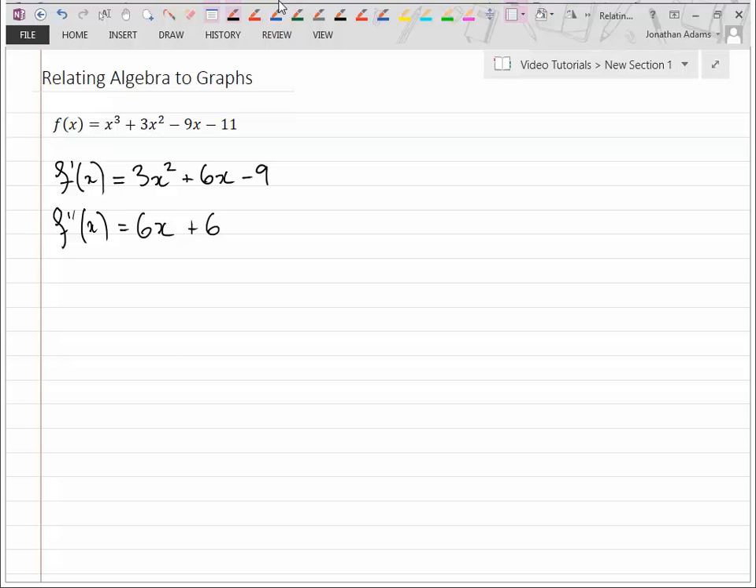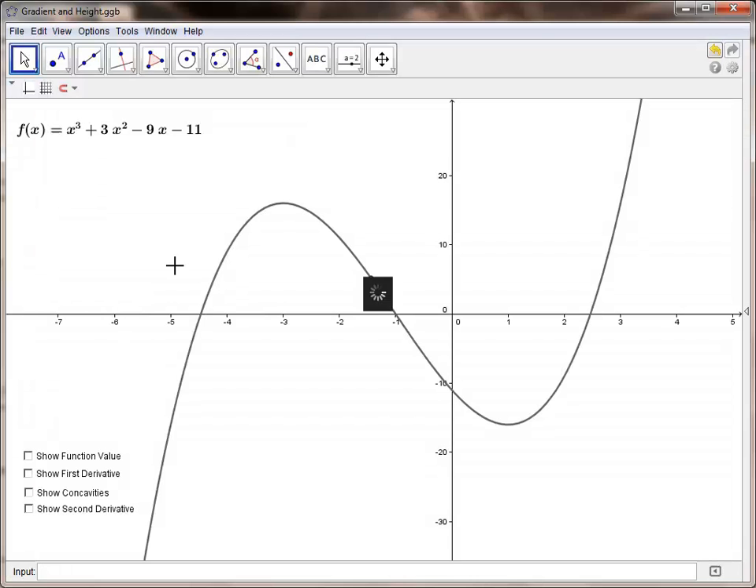So we're going to look at each of these and what they show about a graph. And we're going to start off with the basic function and review what that shows about graphs. And that we were interested in. And I've placed a point along the curve.